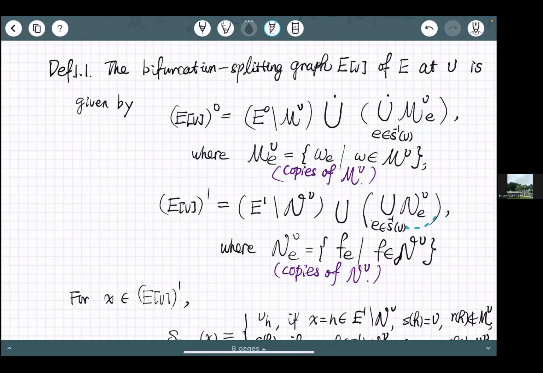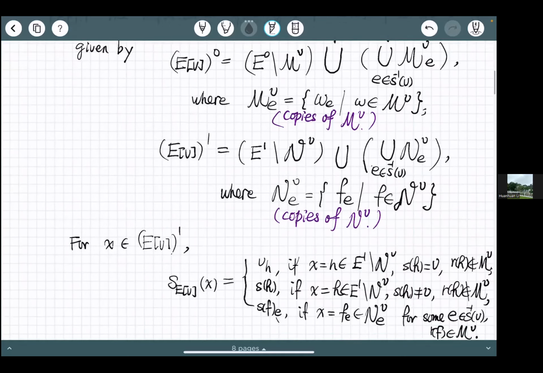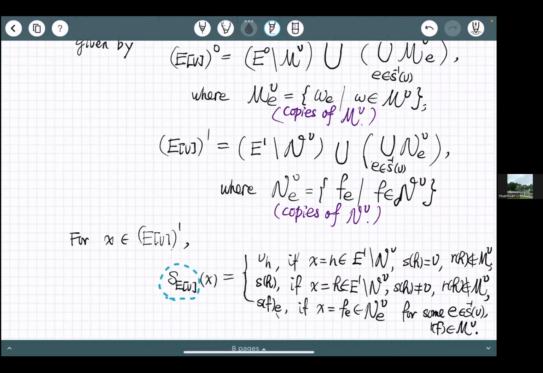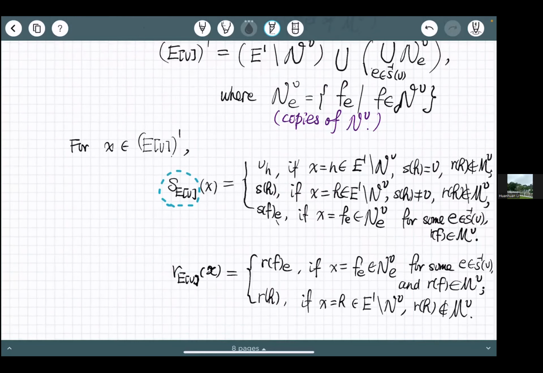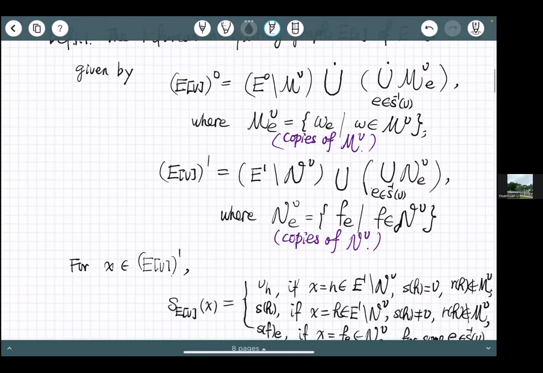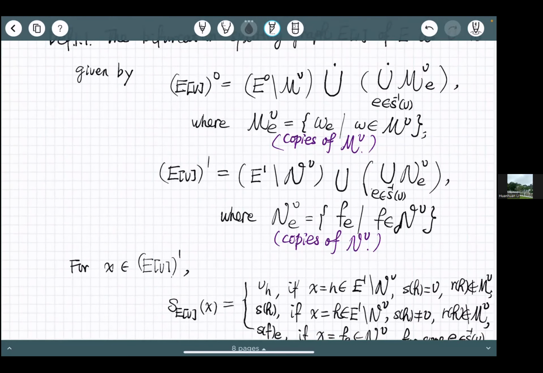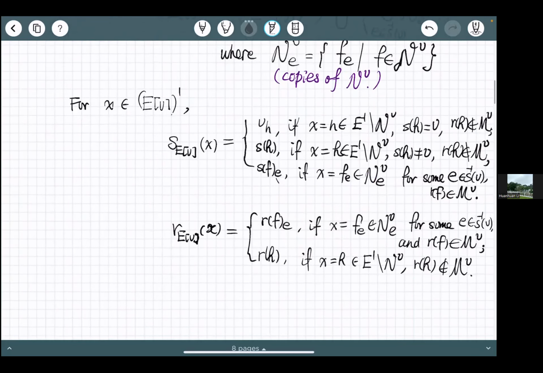So this union, we can see those are some copies of NV, but with labels. We also need to give the source and range maps for this EV. Actually, we have several cases. We can give the definition case by case. But I think maybe we skip this detail, and we can see an example: how can we get the graph EV from a graph E? So basically, it's like this.